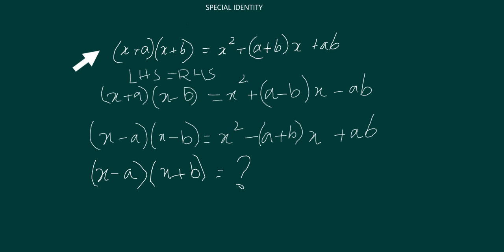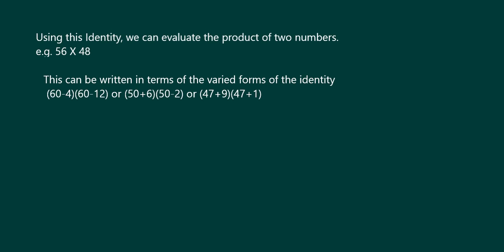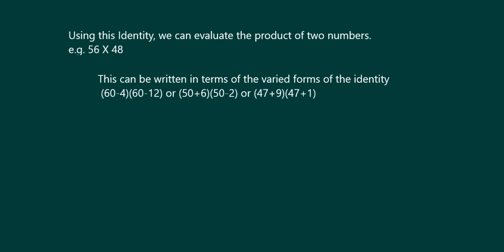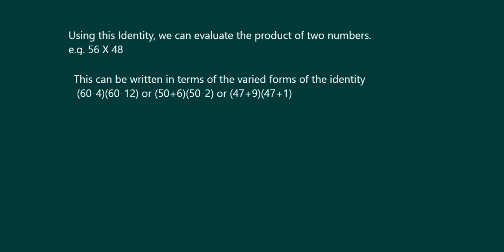So what's the use of this identity? Let's see. Since it's a multiplicative identity, it has to deal with multiplication. Using this identity, we can evaluate the product of two numbers. For example, 46 times 48. Now, this 46 times 48 can be written in varied forms, right? As we mentioned earlier. For example, 60 minus 4 gives me 56. 60 minus 12 gives me 48. Or I could write it simply as 50 plus 6, or 50 minus 2, 48. So on for this one as well.